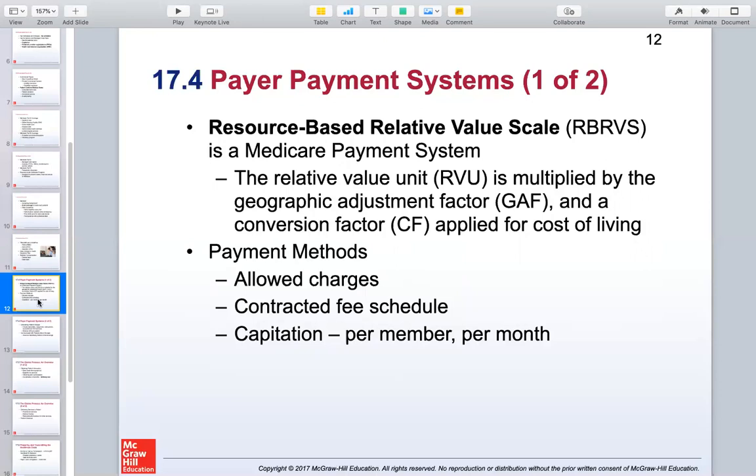Then your geographic adjustment factor is used to adjust each of your RVUs, or your relative value, basically reflecting that of the geographic area as far as office rent and utilities. So depending on where the office is at and what the going rate is for rent and utilities, they base it off of that. They don't base it off of what you pay, they base it off of the geographical area. And then your conversion factor is basically a dollar amount used to multiply the RVU to produce that payment amount, and that is how Medicare figures out what their reimbursement rate is.